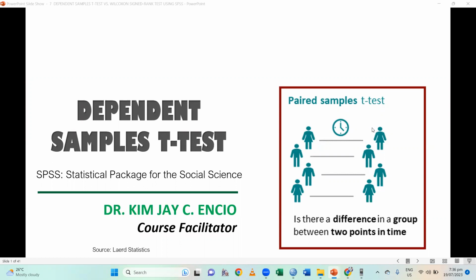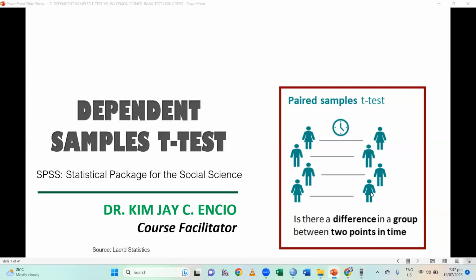The same set of people, you will gather their weight again after 3 months, and note if there's a change. For example, this person who weighed 100 kilograms before now weighs 85 kilograms. This person who weighed 90 kilograms is now 75 kilograms. This person who weighed 85 is now 70 kilograms. Or this person who weighed 95 kilograms is now 70 kilograms. So you wish to determine if there is a significant difference in their weights before and after the intervention.